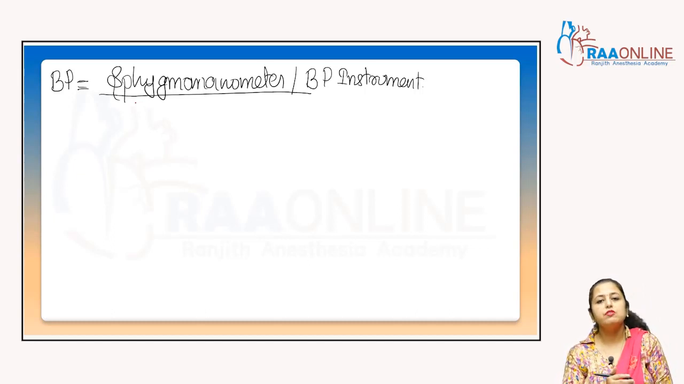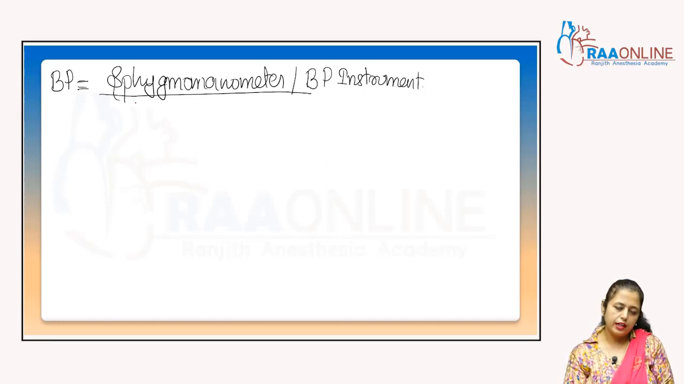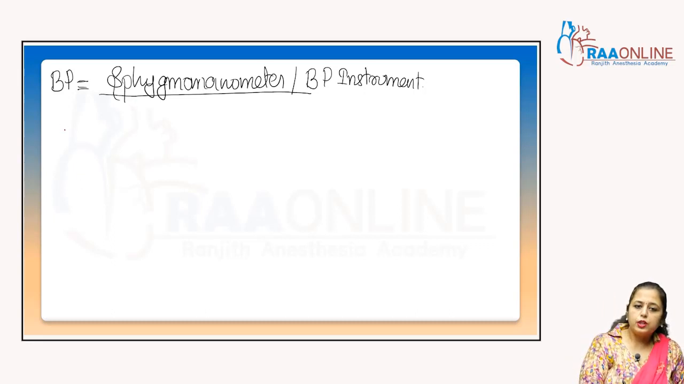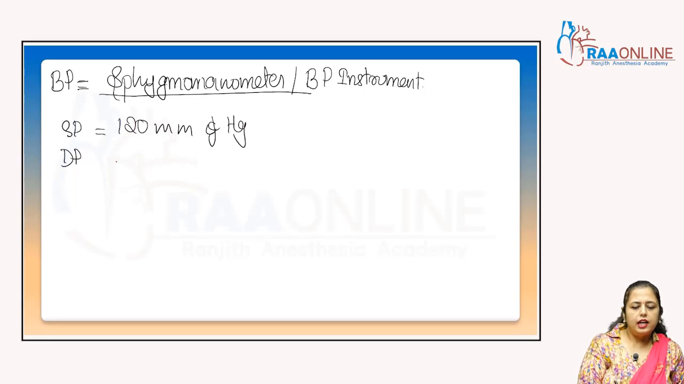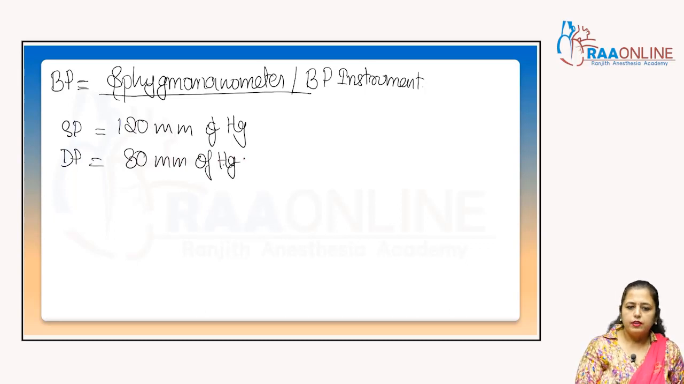Blood pressure is the pressure exerted by the flowing blood on the wall of the arteries, right? There are two types of blood pressure, that is systolic pressure and diastolic pressure. Normal systolic pressure is 120 mm of Hg, and diastolic pressure is 80 mm of Hg. It's on an average actually. Clear? Right? So this is BP.